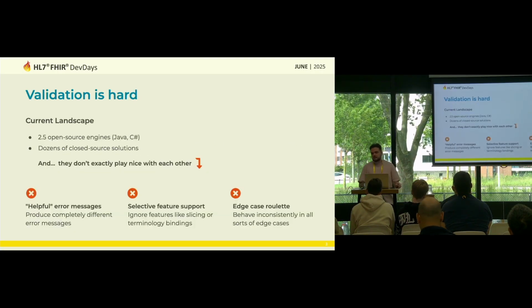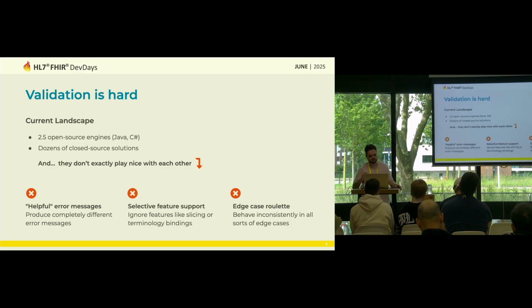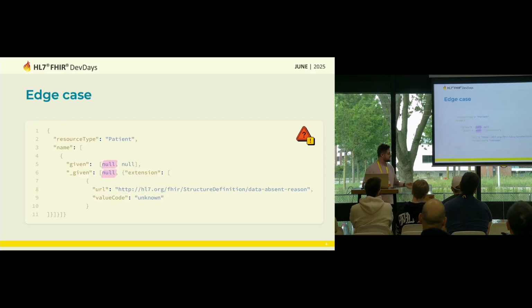At the same time, how many validation engine implementations do we have? There are 2.5 open source ones, like in Java and C#, and tons of closed source ones, which come with the FHIR service itself. And let's be honest, they don't exactly play nice with each other. They produce completely different error messages. Sometimes they opt out of important things such as slicing or terminology bindings, and behave completely randomly in edge cases. And here it is, the edge case.